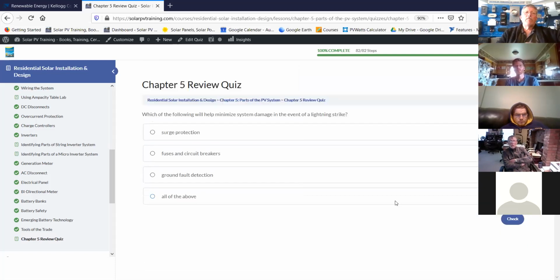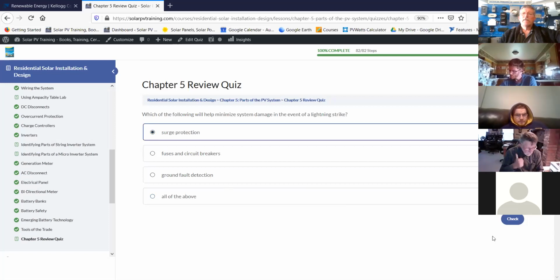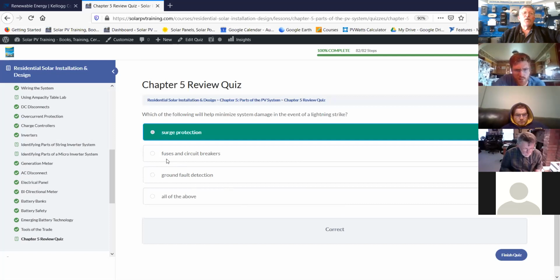Okay, which of the following will help minimize system damage in the event of a lightning strike? Surge protection, fuses and breakers, ground fault detection, or all of the above? It's going to be surge protection. Fuses and breakers don't help you in a lightning strike because they don't react fast enough. Otherwise, you'd never have damage in your house from a lightning strike. And ground fault detection just tells you there's a problem. It doesn't actually fix anything. So you need to add surge protection into the system. That's what's going to protect you from lightning.